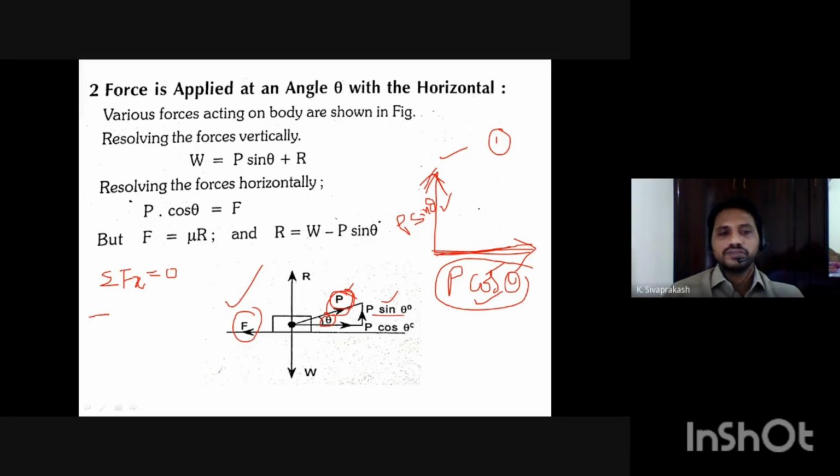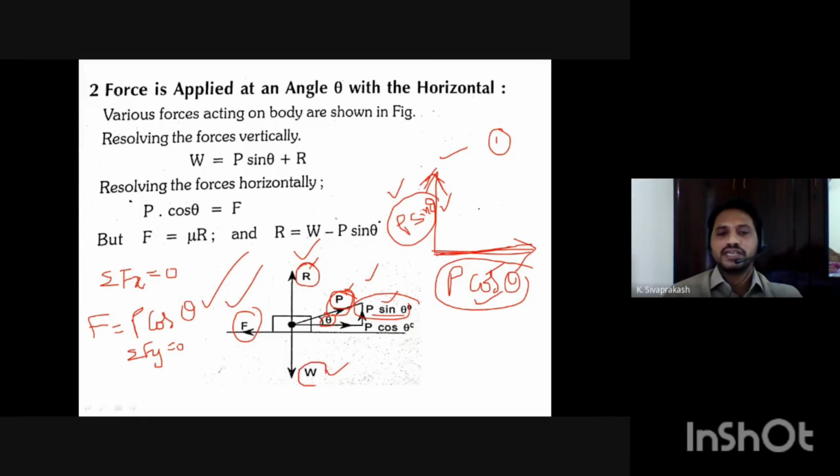So from that you can write F equal to P cos theta. Now coming to the second equilibrium condition, that is sigma Fy equal to 0, the vertical components. What are the vertical components there? Normal reaction force and P sin theta, and W. See here, P sin theta is a vertical component. These three are the vertical forces.